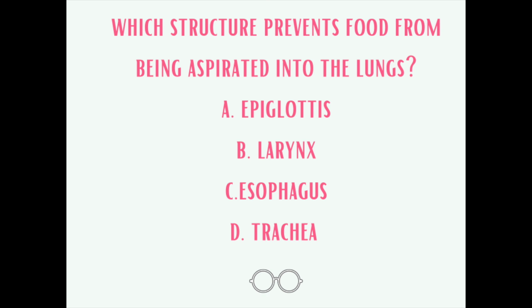Which structure prevents food from being aspirated into the lungs? A. The epiglottis, B. The larynx, C. The esophagus, or D. The trachea. The answer here is A. Epiglottis. The epiglottis is a little flap that prevents food from entering your lungs.